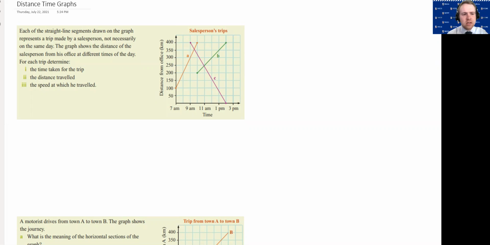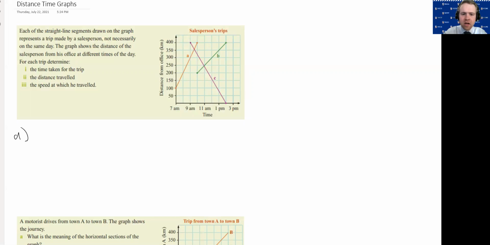So let's look at this first example here. Each of the straight line segments drawn on the graphs represents a trip made by a salesperson. We've got these different salespersons who are traveling to and from the office. For each trip we need to answer these questions: the time taken, the distance traveled, and then the speed. So let's look at trip A first.